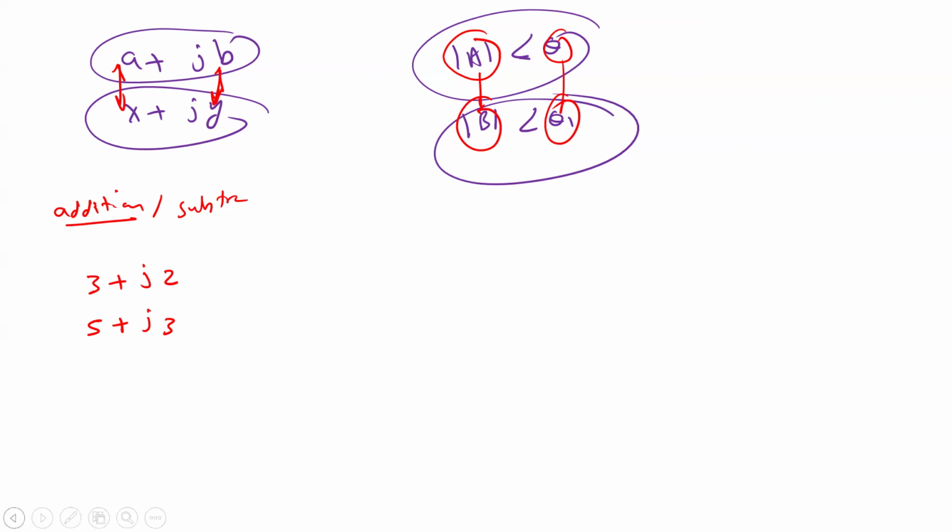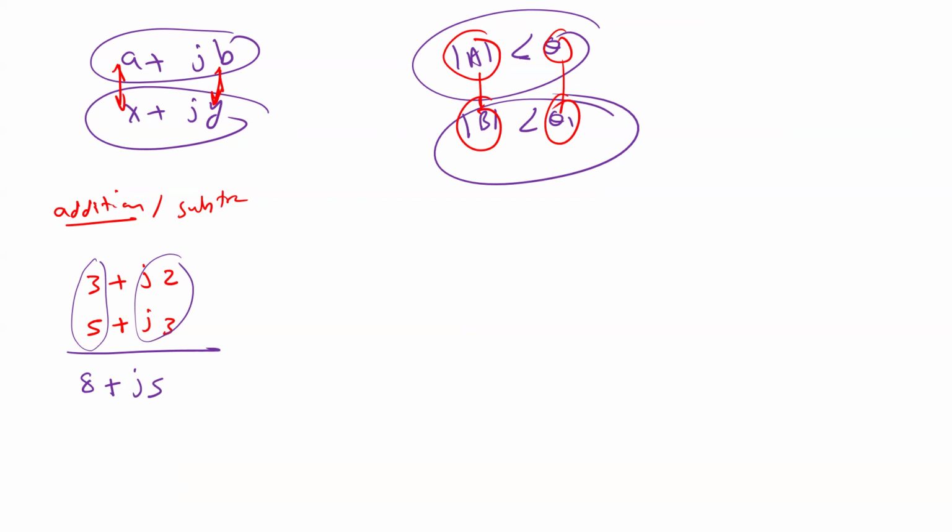Okay, so if you want to add them together, number one, you add real to real. You add the real part to the real part, so now it becomes 8 plus. You need to add imaginary to imaginary, so now j5. That's it. That's why I'm saying if it is in rectangular form, addition is easy. Just add the real part to the real part, the imaginary part to the imaginary part.